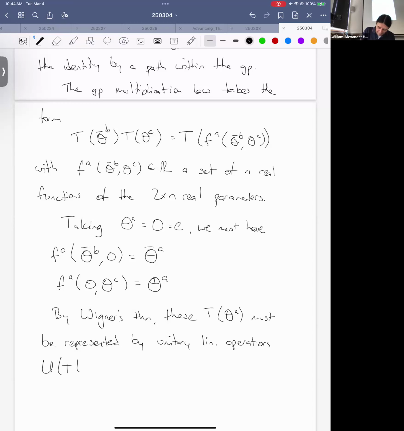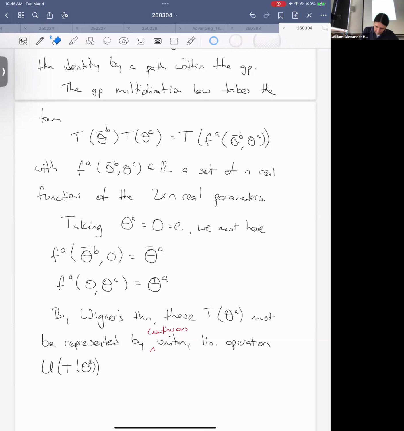U of T of theta A, and we must therefore be able to expand. And in fact, it's unitary, continuous, or rather continuous. Continuity being very important for what I'm going to do next, which is to take a derivative.